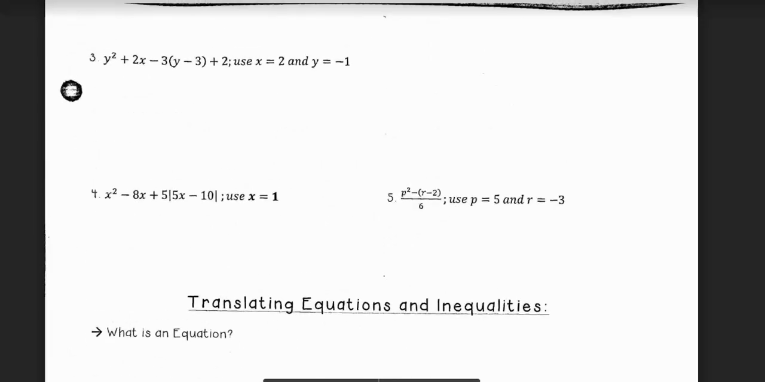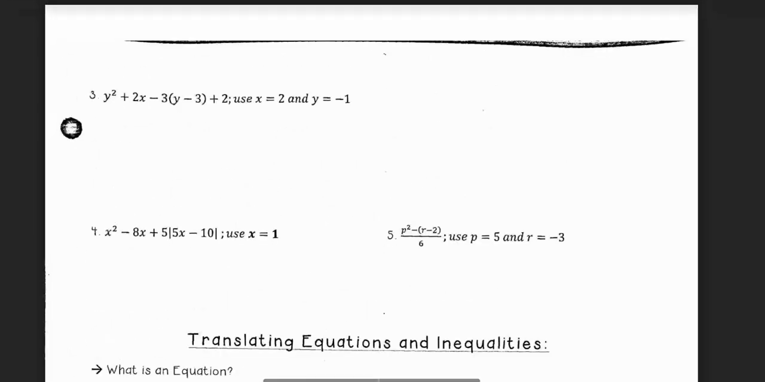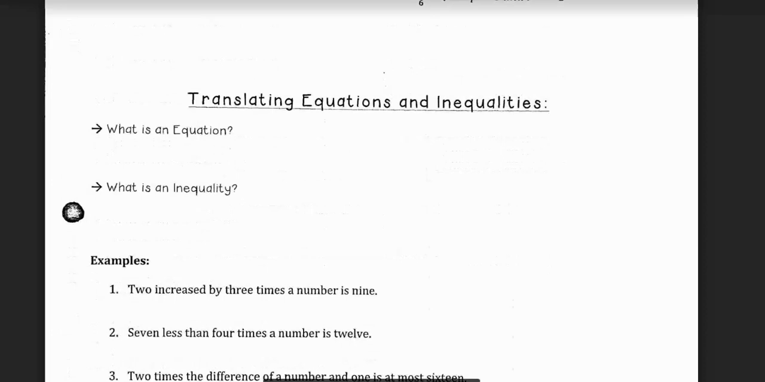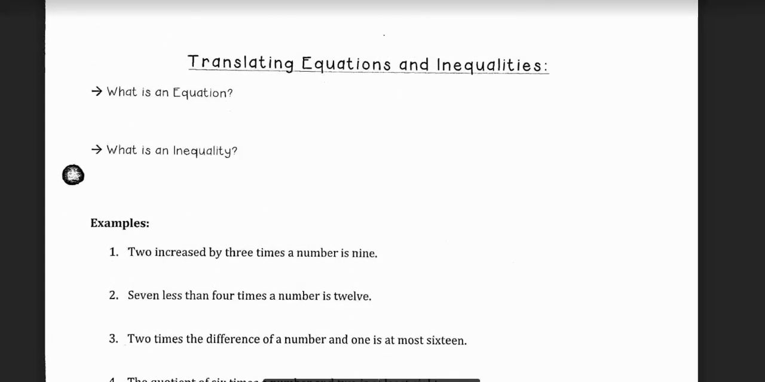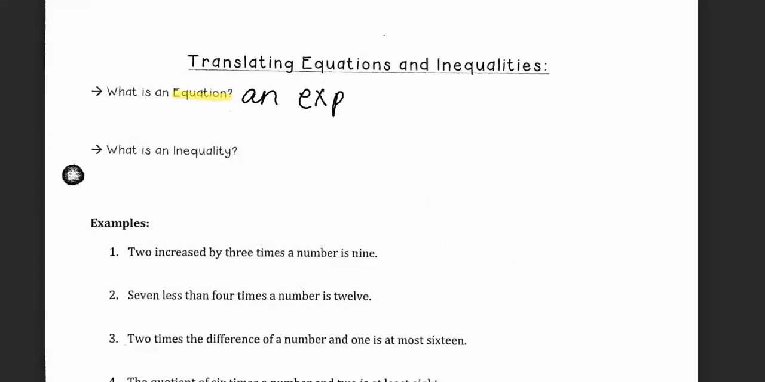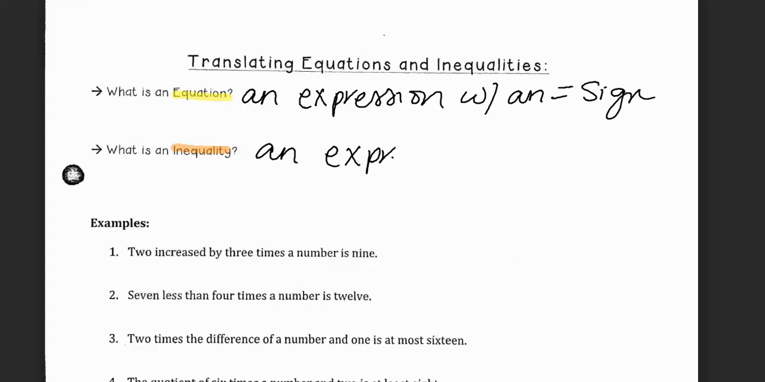And then if you go to the next page, again, those 3 problems here we're going to skip. And we're going to talk about this very quickly. An equation, if I highlight where it says what is an equation, is an expression with an equal sign. An inequality is an expression with less than, greater than, less than or equal to, greater than or equal to signs. That's what's called an inequality.